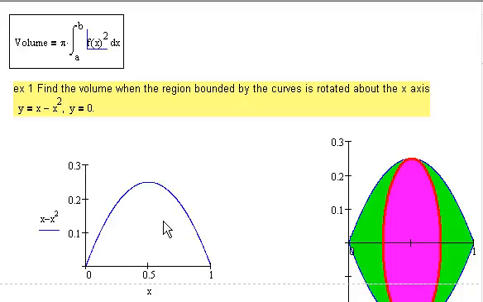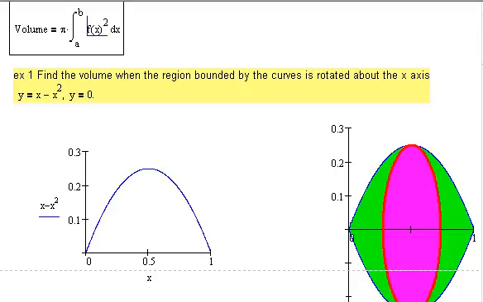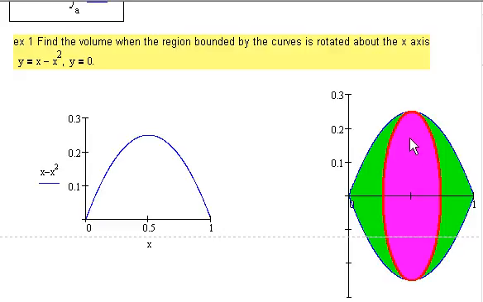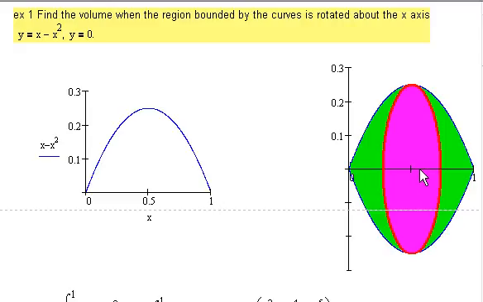rotate about the x-axis. Now this is an odd looking thing. I hope you can see it. I drew in a sample disc with the red outline and the kind of mauve colored interior, but I just took this and imagined rotating it about the x-axis, and I got something that looks like this. Okay, this is my sample disc that I drew in there.